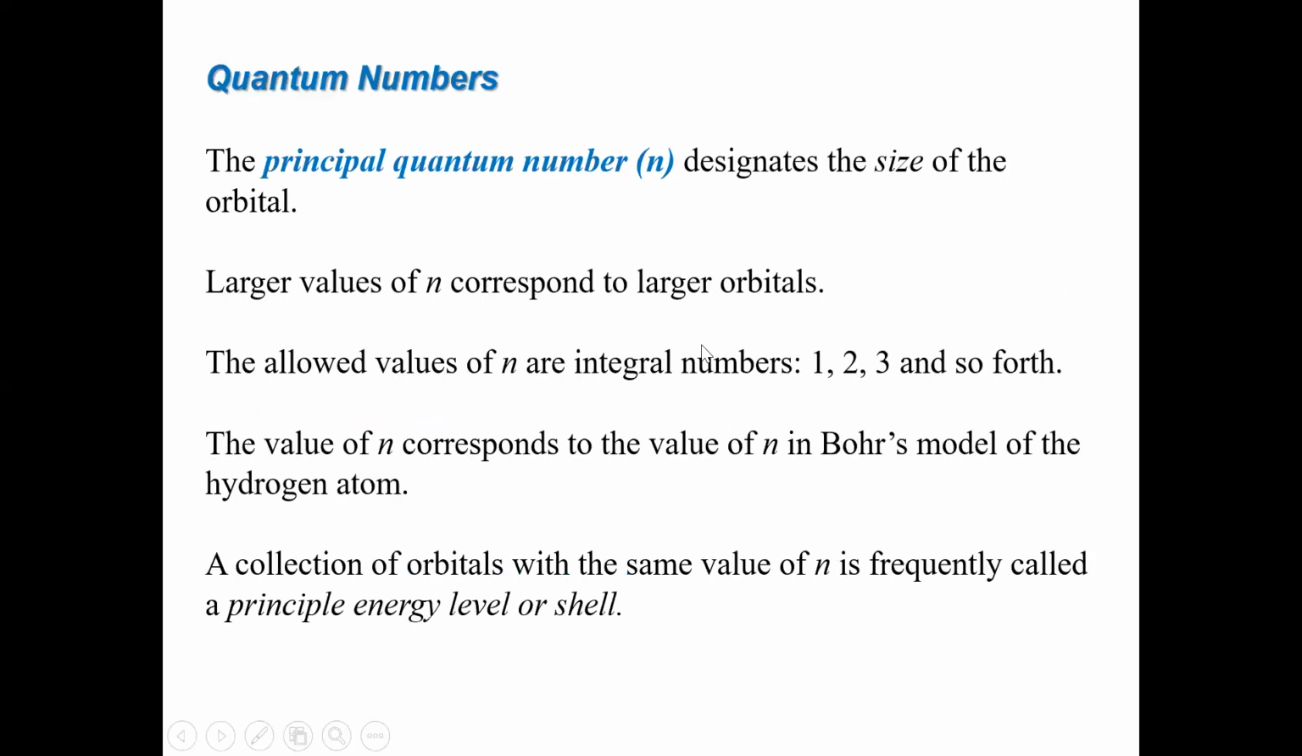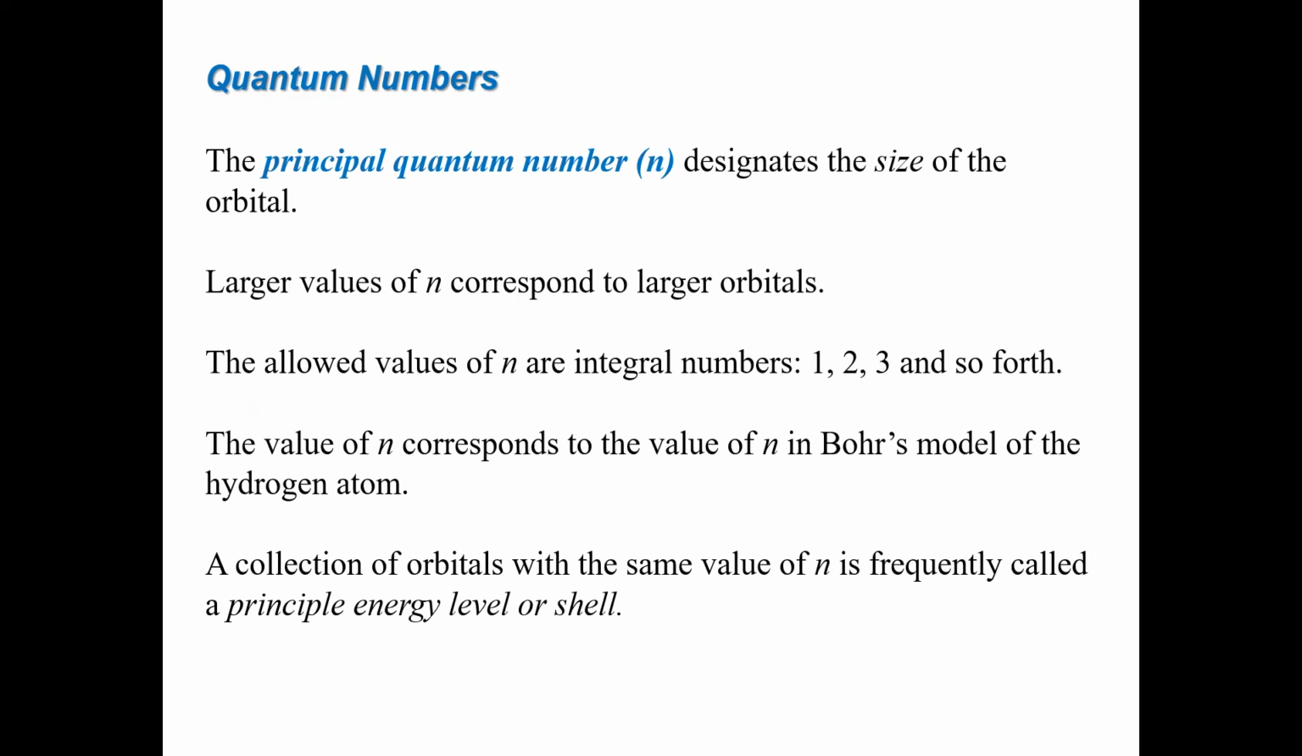So now we are going to look at the principal quantum number. As I said, it is represented with a small letter n, and it gives the size of an orbital. So the larger value of n corresponds to a larger orbital. It means that the larger the value of n, the larger the orbital. For example, if n is equal to 3, it means that in that atom you have 3 shells. If it is 1, you have only 1 shell. If it is 2, you have 2 shells. If it is 5, you have 5 shells.